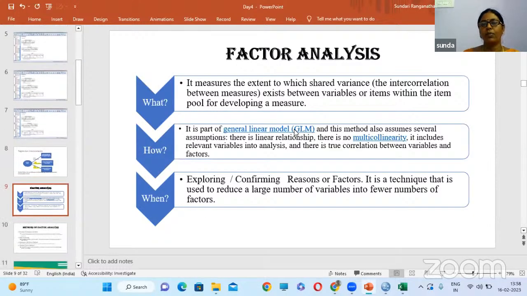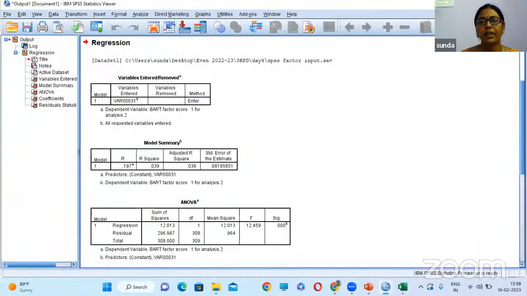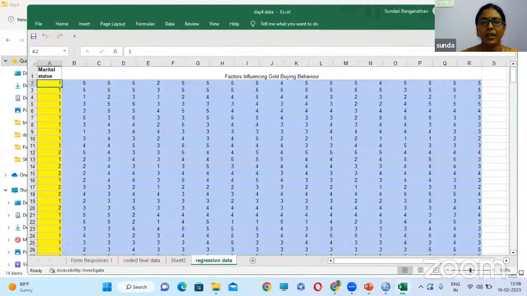Now I'm moving on to factor analysis. Yesterday, I gave you a small introduction to factor analysis, where we understood that factor analysis is a technique used to reduce the number of variables in a particular study. I have a lot of variables in my study, but all these can be grouped together to form a meaningful factor. That is why we are using factor analysis, right? For factor analysis, I would like to use my another paper.